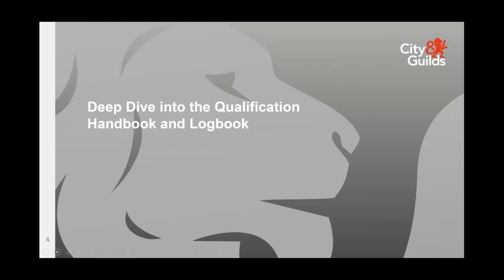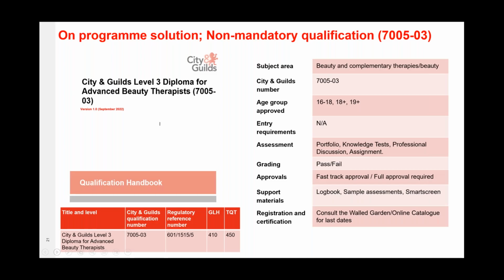So let's take a deep dive now into the handbook, and we're going to just glance at the logbook. Our on programme non-mandatory qualification, as you can see from this slide, is all about 700503, and we have a handbook which will be ready to download from November.